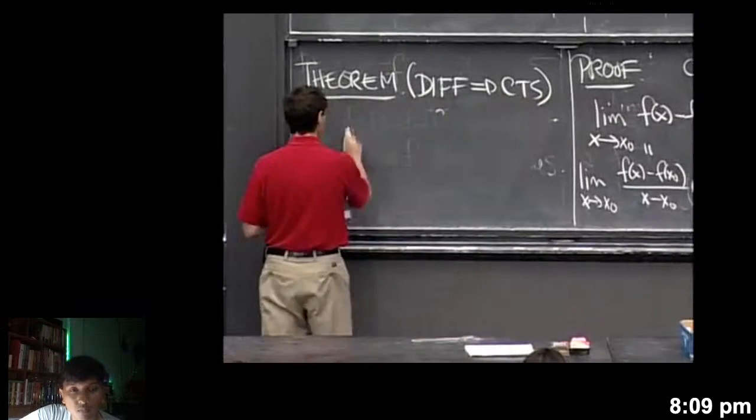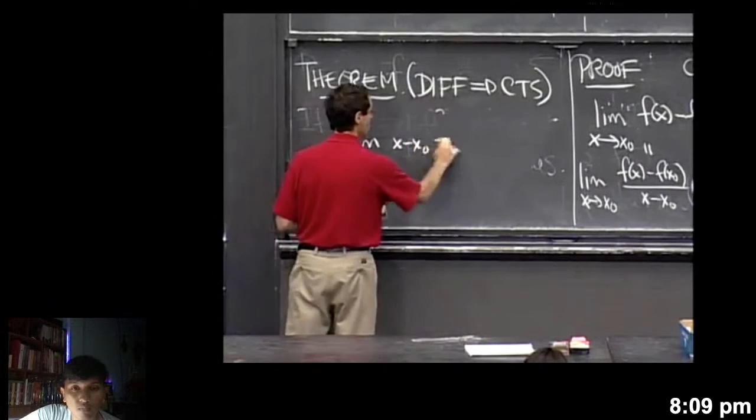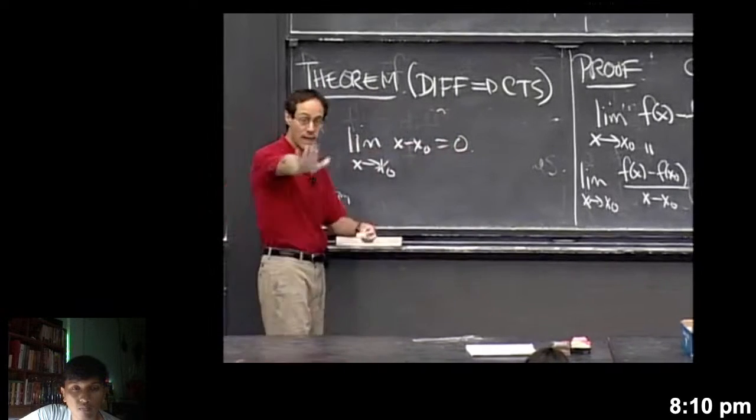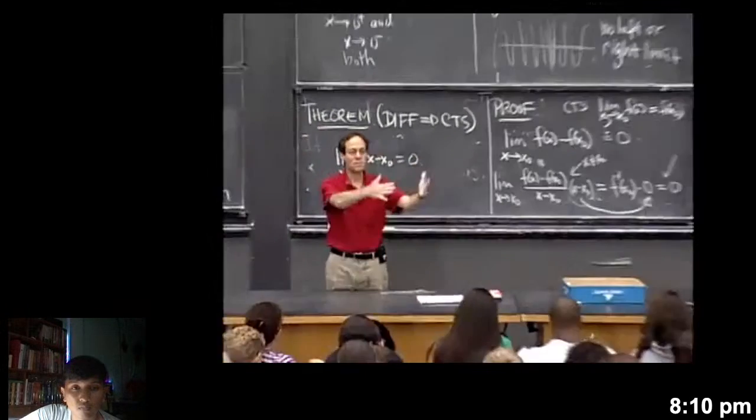So the claim is that the limit as x goes to x0 of x minus x0 is equal to 0. That's what I'm claiming. Okay? Does that answer your question? Okay. All right. Ask me other stuff after lecture.